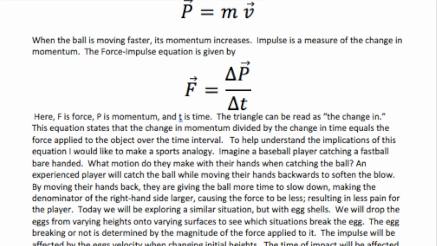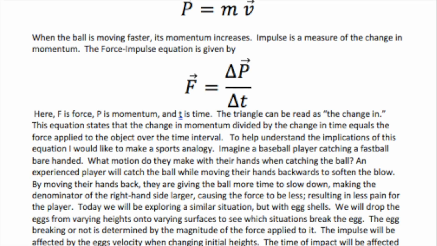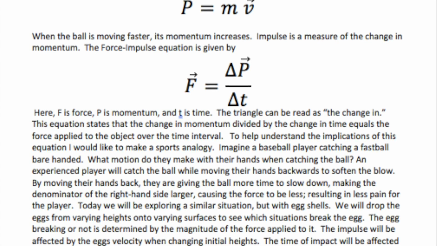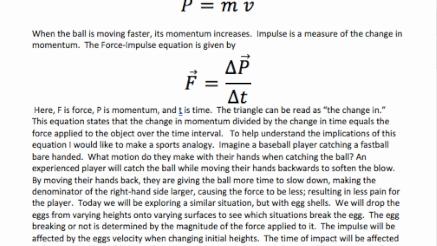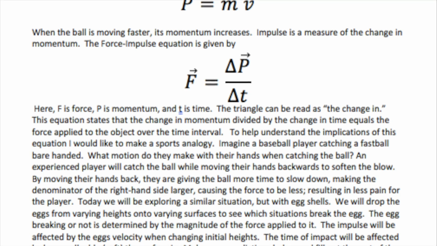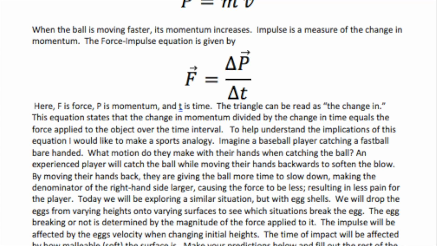So continuing reading, by moving their hands back, they are giving the ball more time to slow down, making the denominator of the right-hand side larger. So the equation we were just talking about was a fraction. Delta t was on the bottom. Dividing by a bigger number is going to make the force smaller, resulting in less pain for the player.